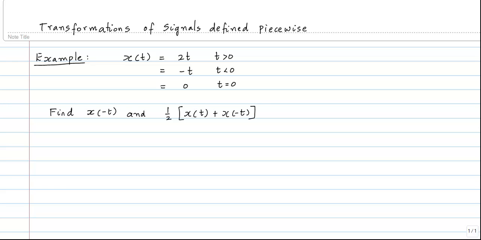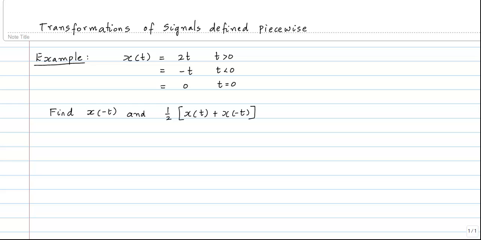In this video, I'm going to talk a little bit about transformations of signals that are defined piecewise. Transformations of signals defined piecewise are conceptually no different from signals that are just defined by one analytical expression for the entire range of values of time. But sometimes, if you are asked to write analytical expressions for the transformed signals, when signals are defined piecewise, there can be a little bit of a difficulty, and this is exactly what I want to address in this video.